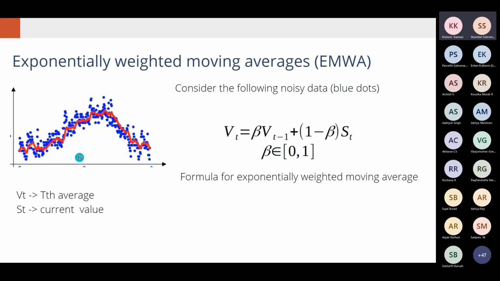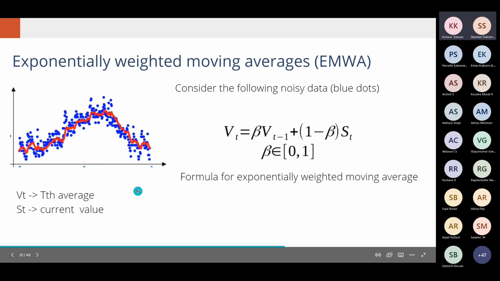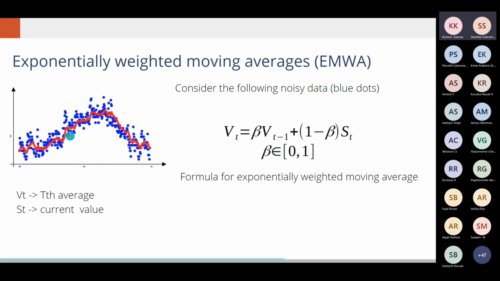That will be 1 minus beta times this one, ST, which is S100, plus some other term. We consider the previous point also, say S99. Yeah, the previous point will be S99. So that will have some other weight. And then we consider the point before that, S98, that will have another weight, and so on.